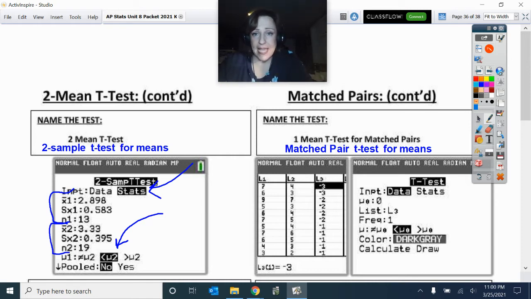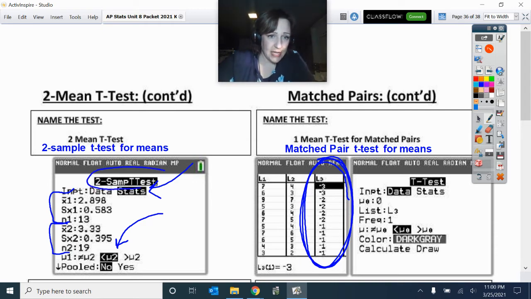Contrast that with our matched pair, where we are only interested in this one list of differences. So that means I did not do a 2-sample t-test in the calculator. I did a 1-sample t-test. Now, I've told you to do those by hand, and you could go do that. But since we're putting this data in, let's go ahead and do it in the calculator also. So we had the raw data. We had that input of the data.